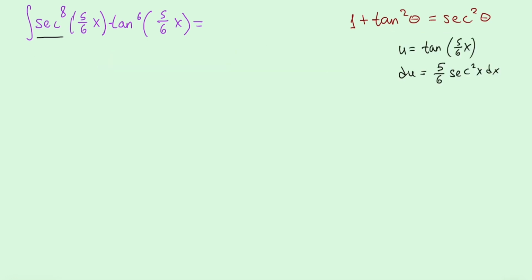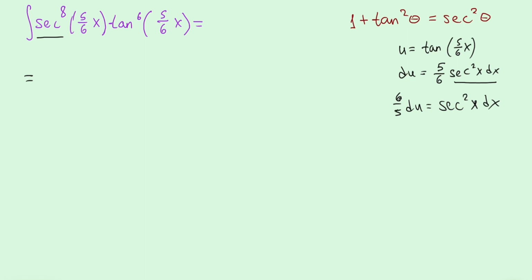Now, let's first solve for secant squared x dx. So we're going to get 6 over 5 du to be secant squared x dx. Now we're going to go and replace everything.